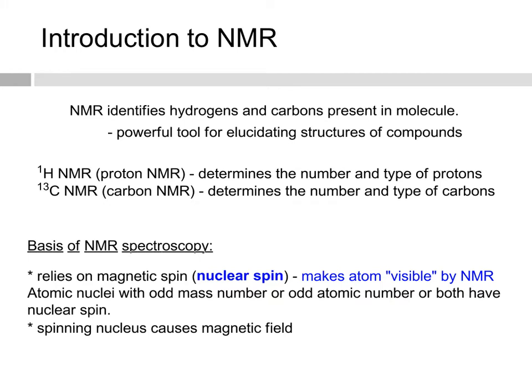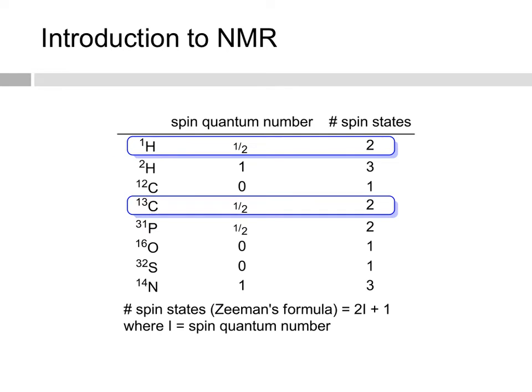When we say an atomic nucleus has spin, we need to remember that the spinning nucleus causes a magnetic field of its own. While we focus on proton and carbon NMR in organic chemistry, we can also do NMR with other spin-active nuclei, for example, phosphorus-31 or nitrogen-14.